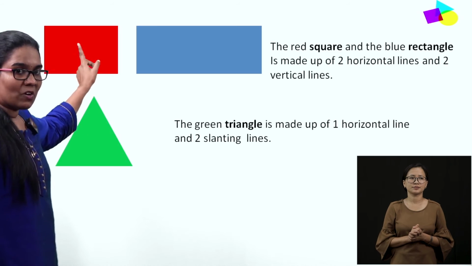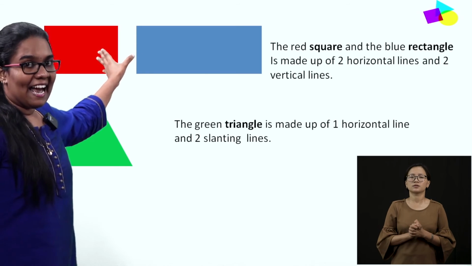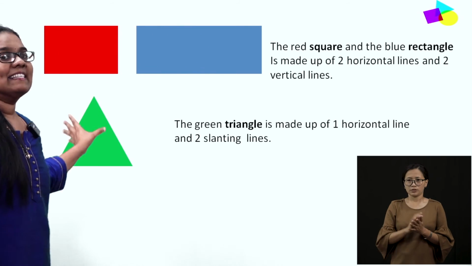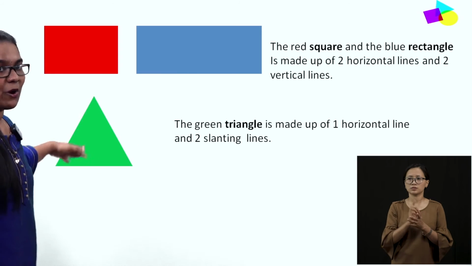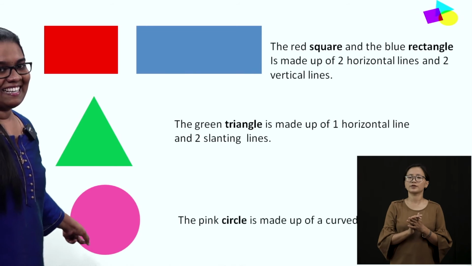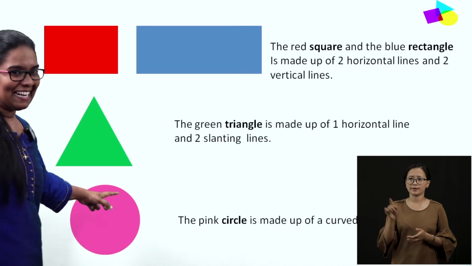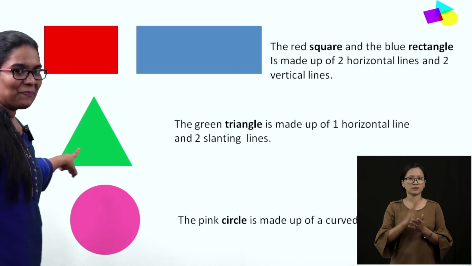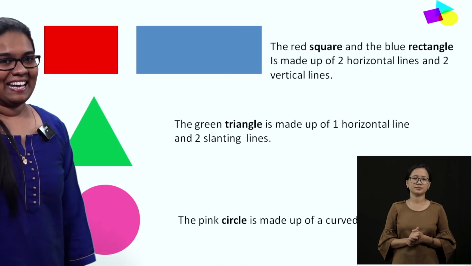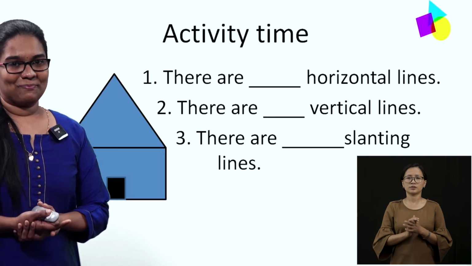The square is made up of two horizontal lines and two vertical lines, and this is a rectangle. It's also made up of 2 horizontal and 2 vertical lines. This is a triangle, made up of 1 horizontal line and 2 slanting lines. This is a circle. It is made up of a curved line. Okay, got it? Yes.